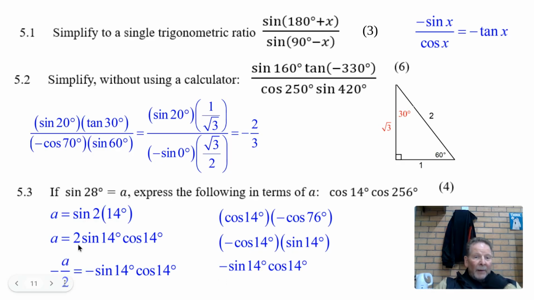Now, what if I divided both sides by negative 2? Then I would get this exact same thing, but it would equal minus a over 2. That's what I do. I divided both sides here by negative 2, and I created exactly the same thing. So that means that minus sine 14 cos 14 must equal negative a over 2. And that's it.